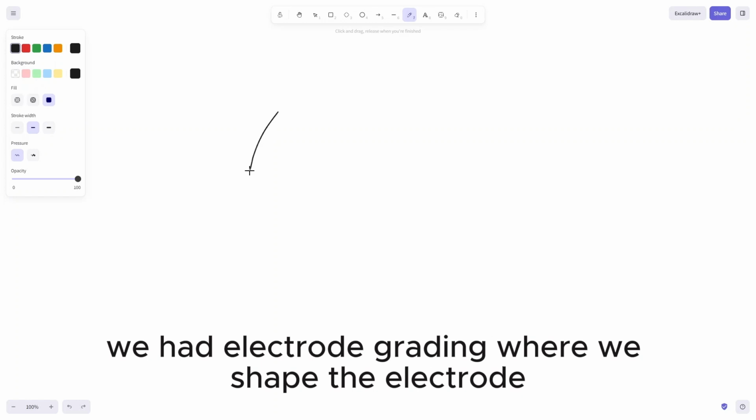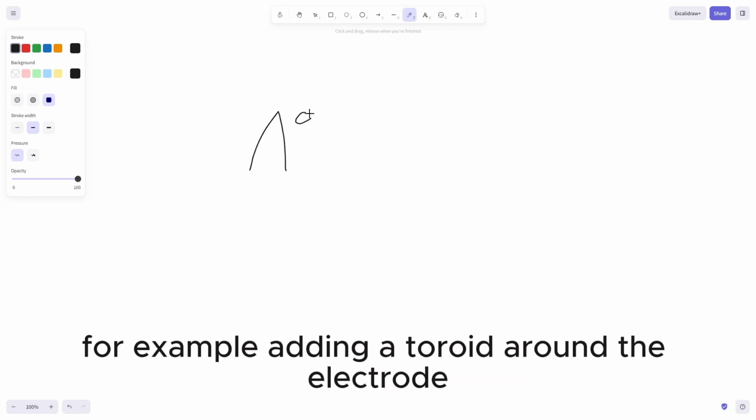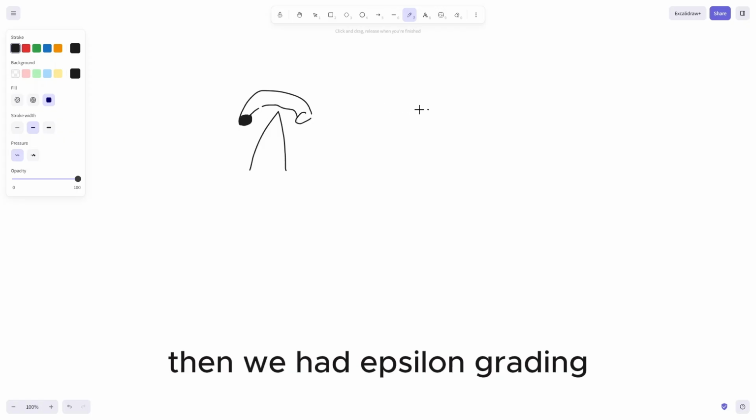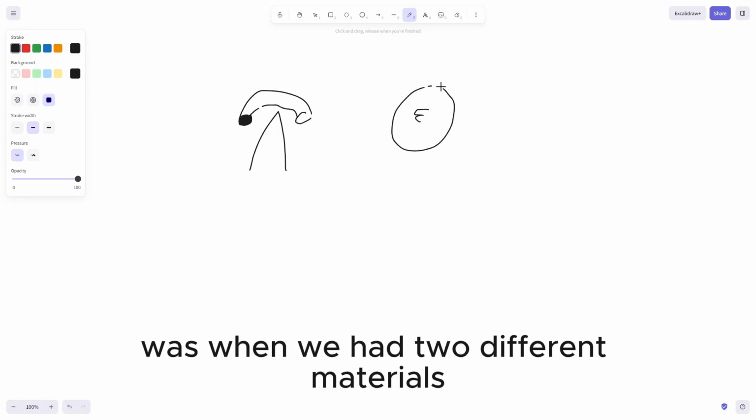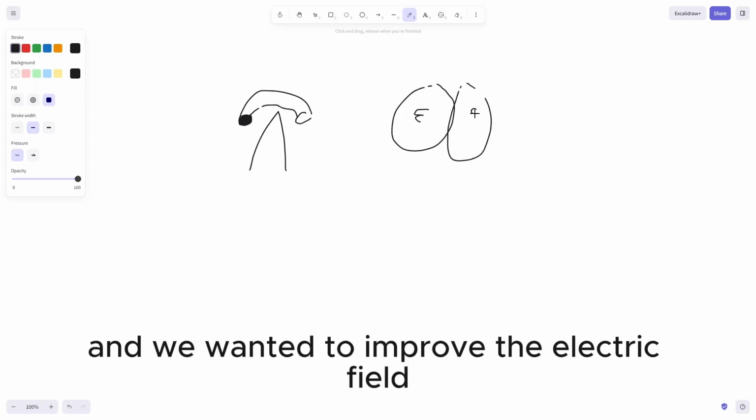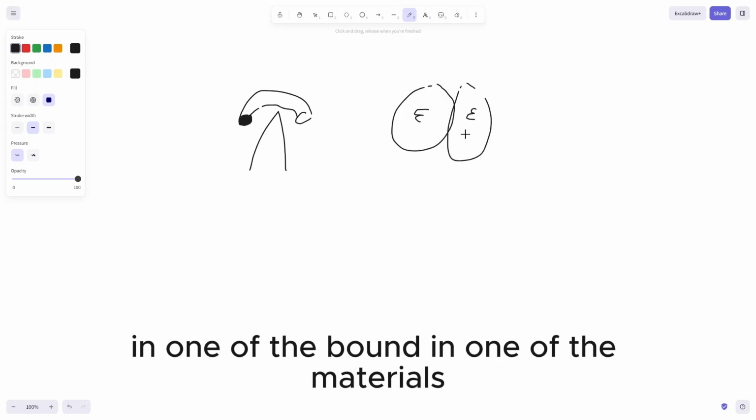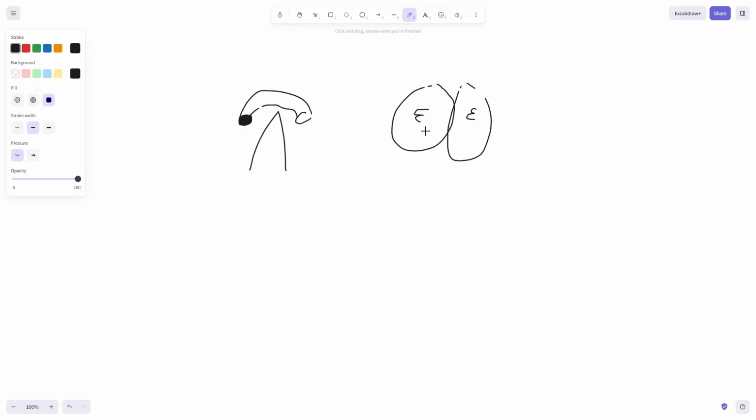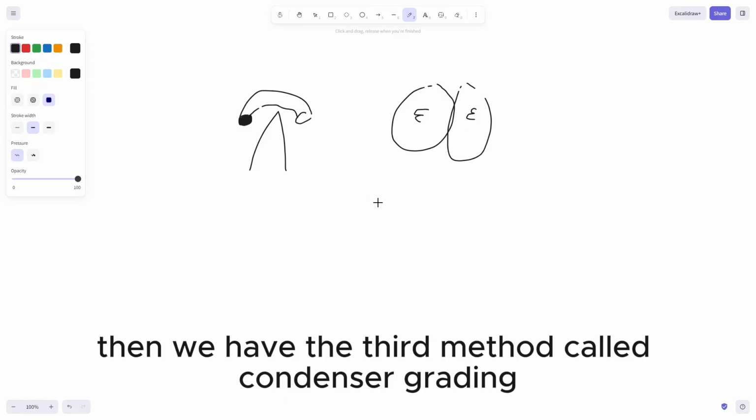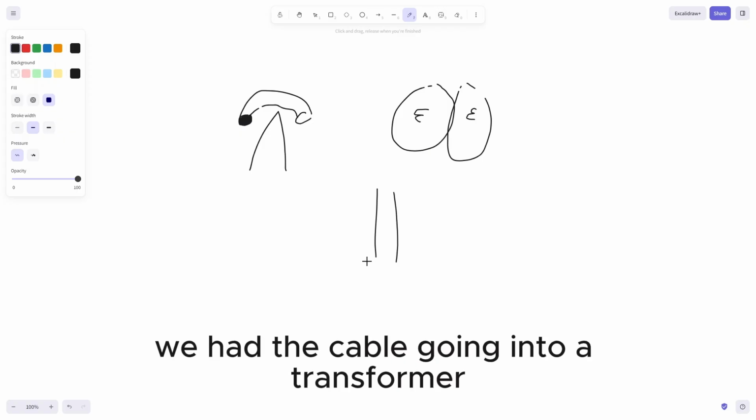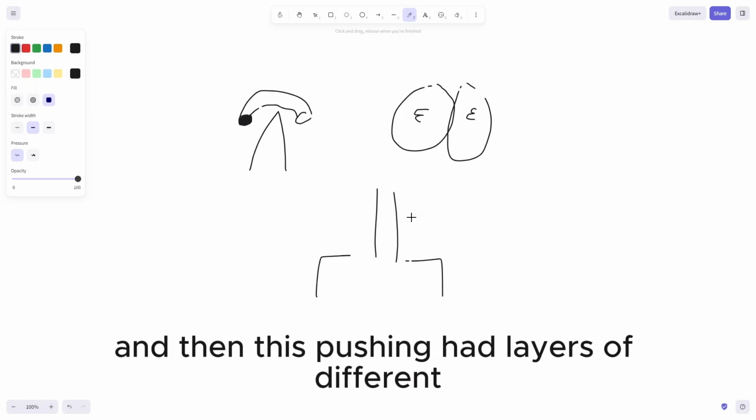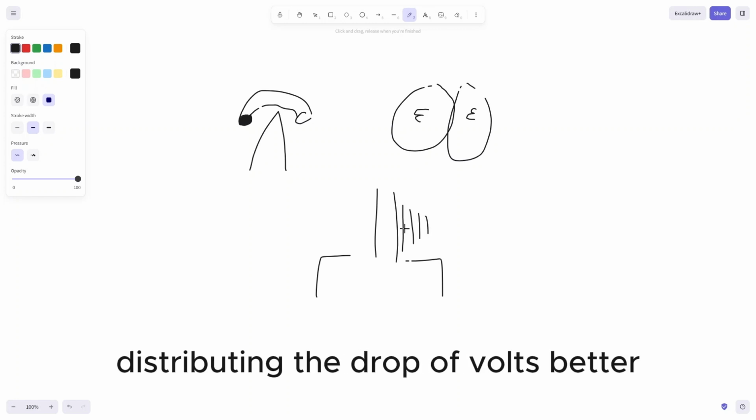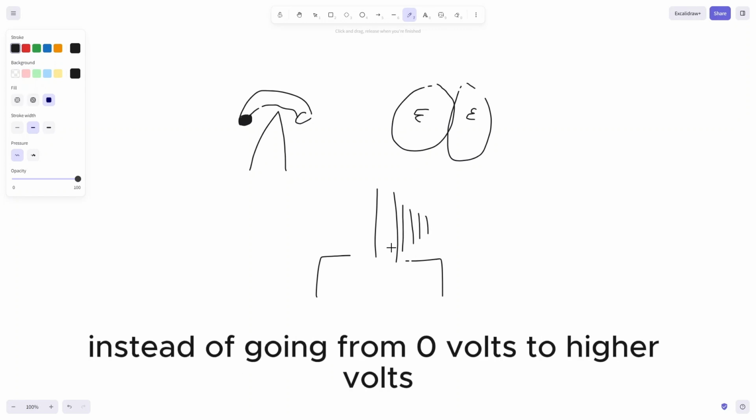We had electrode grading, where we shape the electrode, for example, adding a toroid around the electrode to distribute the field better. Then we had epsilon grading, and epsilon grading was when we had 2 different materials at a boundary, and we wanted to improve the electric field in one of the materials mediums by having different permittivities. We can do this, and this is called epsilon grading. Then we have the third method called condenser grading, and that is, for example, we had the cable going into a transformer, and then this bushing had layers of different capacitance distributing the drop of voltage better instead of going from 0 volt to high volt.